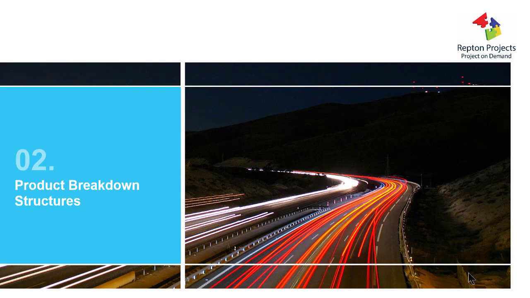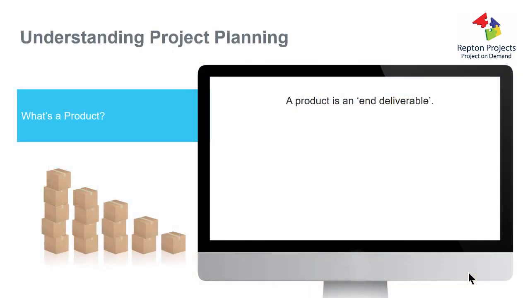So I'm going to talk about a product breakdown structure for a few minutes. But before I do that, I'm going to have to explain what I mean by the term product. So a product is an end deliverable. What that means is it's something that we're going to produce as part of the project. And that can be something we deliver to the customer, or it can be something that we use in order to deliver the project efficiently and effectively.